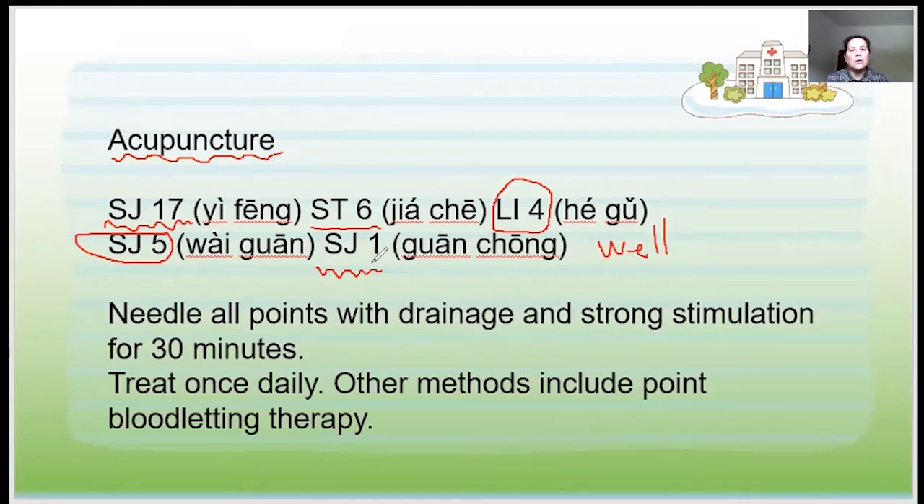The Sanjiao channel goes around the ear, so truly we can mainly use the Sanjiao channel. And certainly we can use some gallbladder channel, which is also around the ear, like Gallbladder 43, to clear some heat. Since there is excessive heat, we need a stronger reducing technique and treat every day, or we can bleed the point. So that's for this pattern.